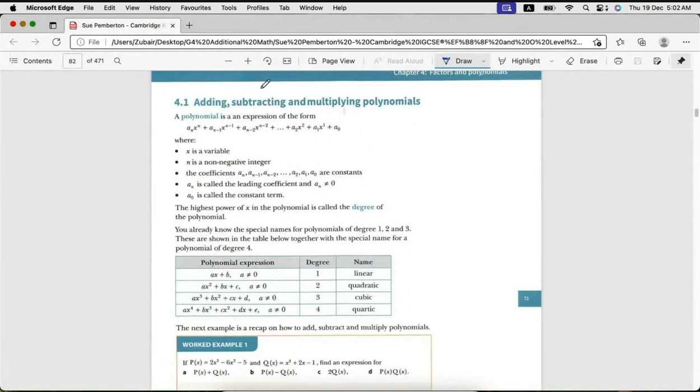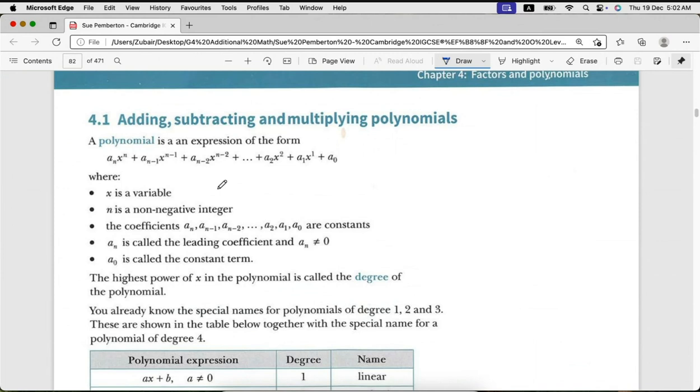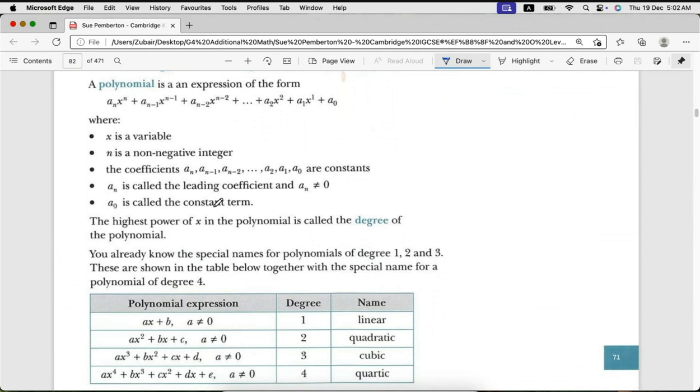6. Adding, subtracting, and multiplying polynomials. Just like we add simple algebraic expressions, and multiplication, the same sequence will continue.